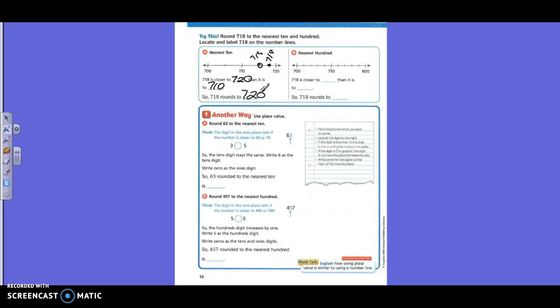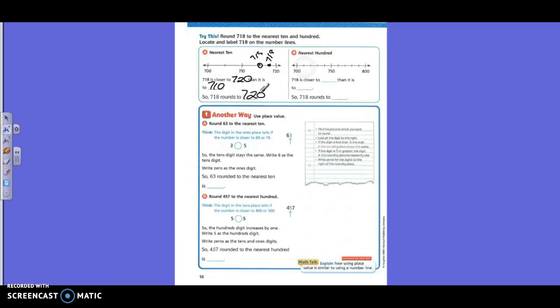So you have 700, 750, and 800. These little tiny marks, do you see that there's more than one little mark? Those are tens. Okay, so this is 700, 710, 720, 730, 740, 750. Okay? And 718 is in between what? 710 and 720.